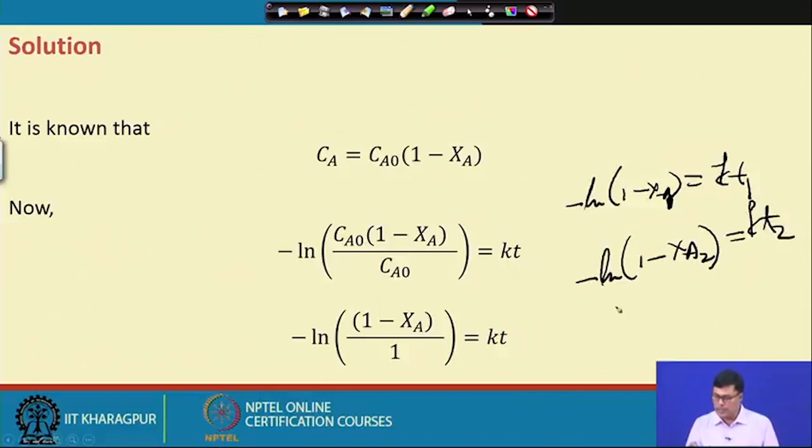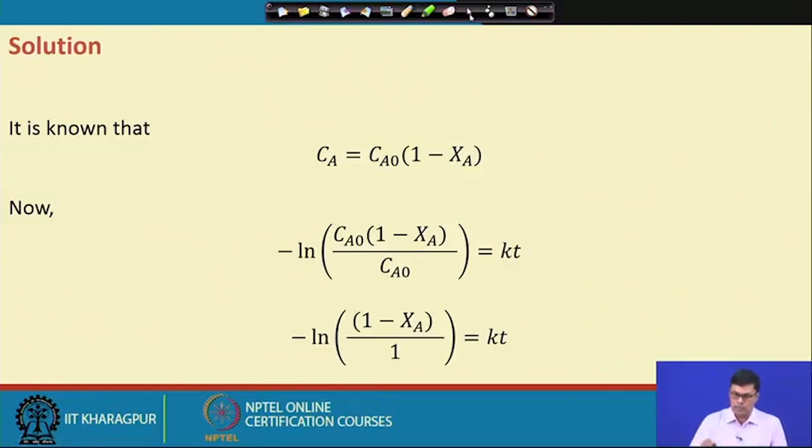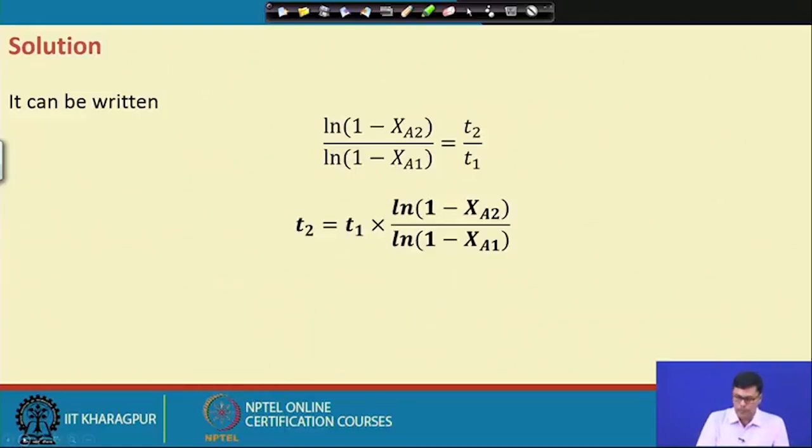Now, if you take the ratio T2 by T1, how can we write it? Minus ln(1 minus xA2) by minus ln(1 minus xA1). Now, this is exactly what we get here.